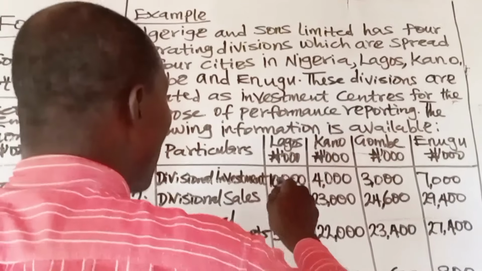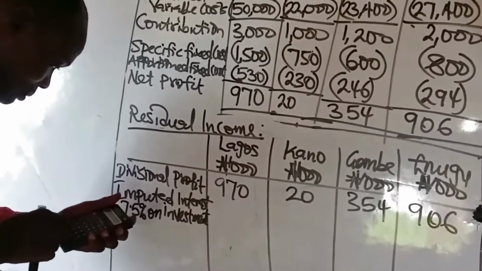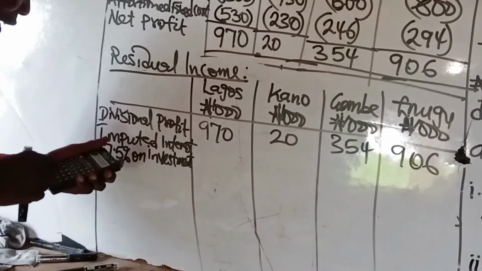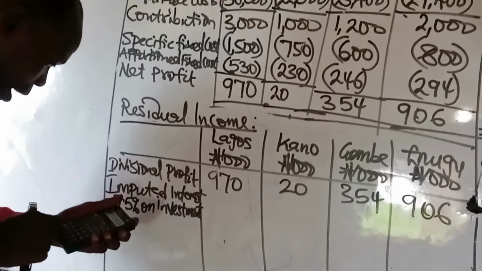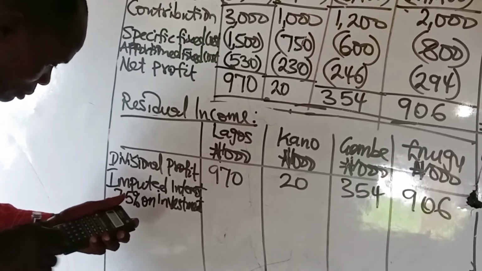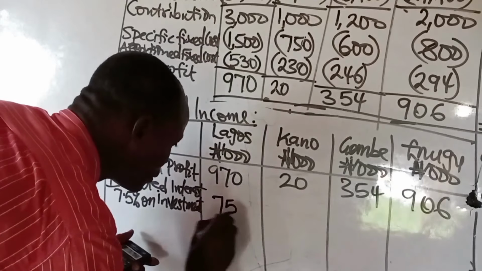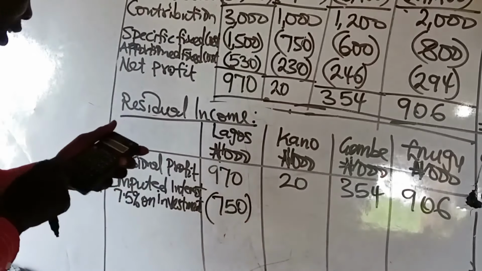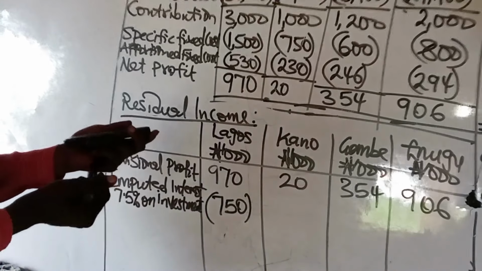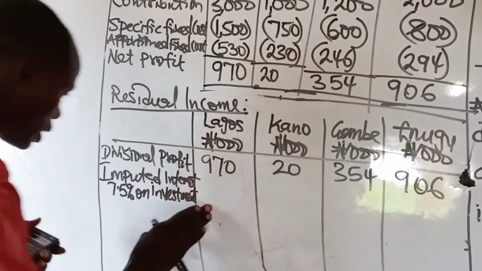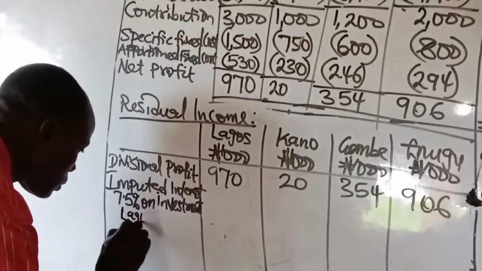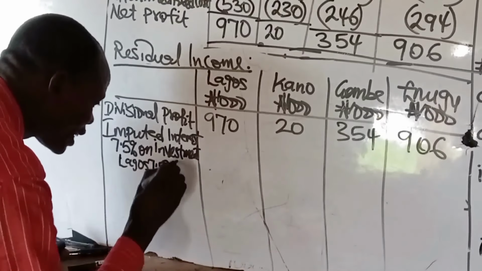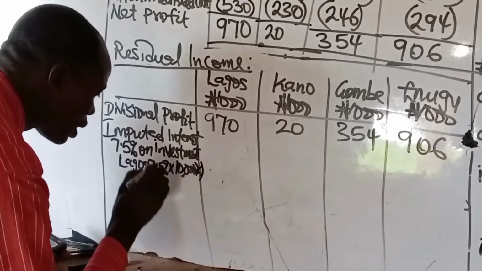So you calculate 7.5% of each of the investment. For Lagos now, what is 7.5% of the investment of Lagos, which is 10 million? 7.5% of 10 million gives us 750,000. Or maybe I should show it so that for Lagos, 7.5% of 10 million gives us 750,000.